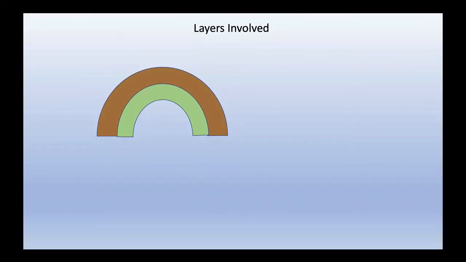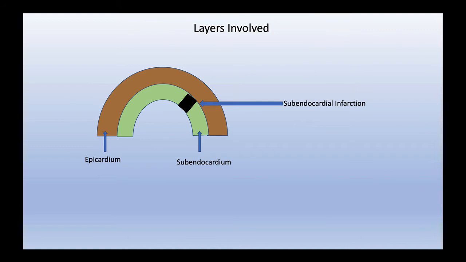So if you look at the myocardium, you have two layers. You have the outer epicardium and you have the subendocardium. Now if only one layer, the subendocardial layer, is infarcted, you're going to have an infarction that is isolated to an inner layer. Whereas if both the epicardium and the subendocardium are involved, that's when you get a transmural infarction. This is what we usually see in an ST elevation MI.